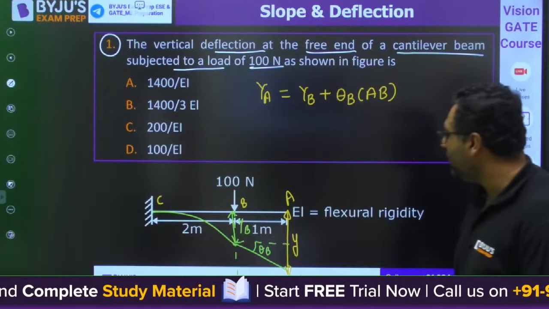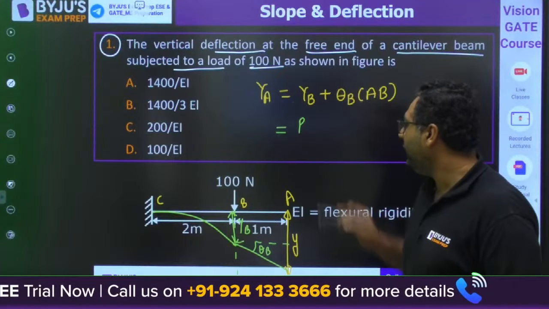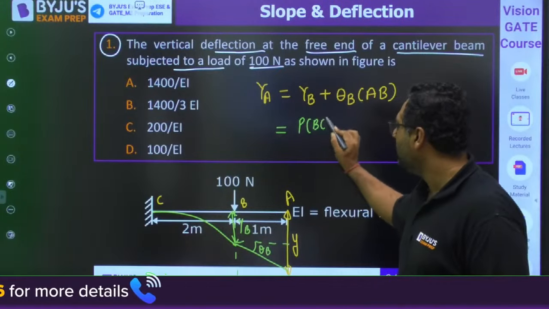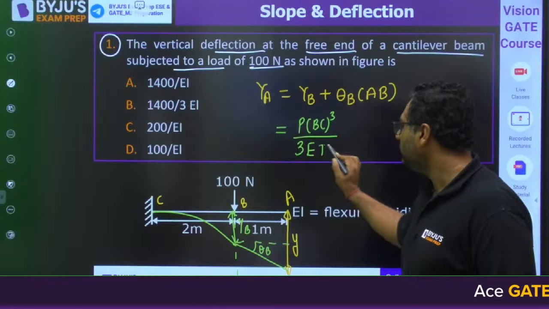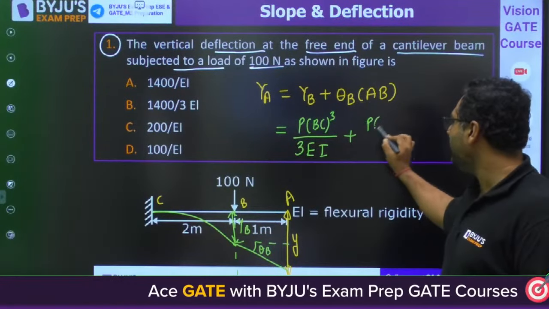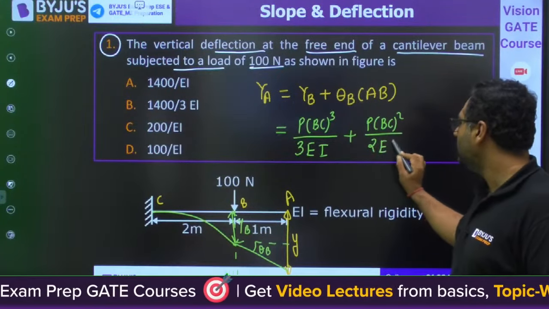So, I feel everybody knows that for deflection at B, I will apply the formula P L cube upon 3 EI. What is length? BC. P L cube upon 3 EI. Then plus, what is theta B? Theta B is P L square upon 2 EI.